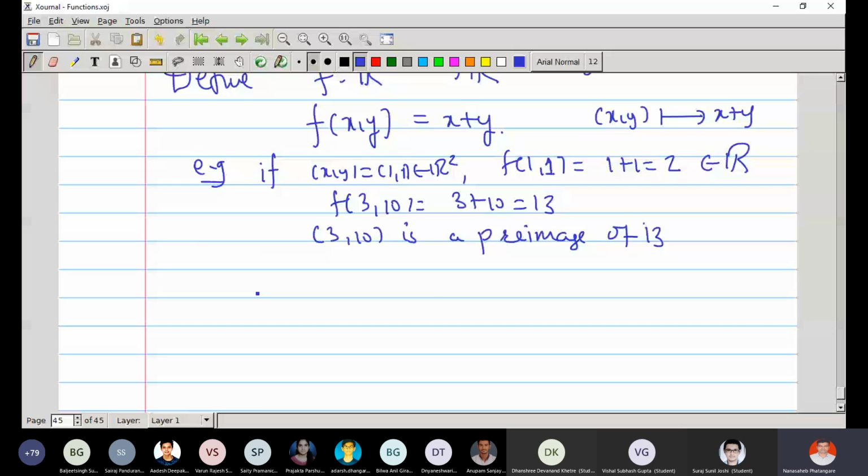So is it a one-one function? No. Why? Can you give me two distinct elements having the same image? x comma y, x1 comma y minus 1.